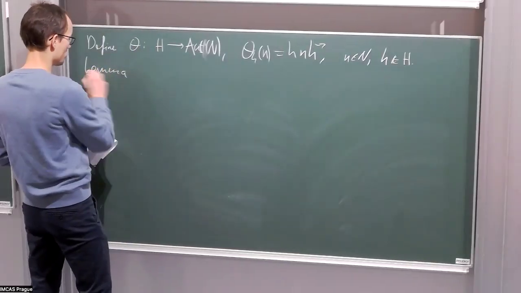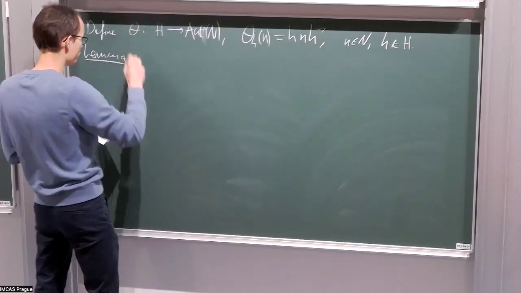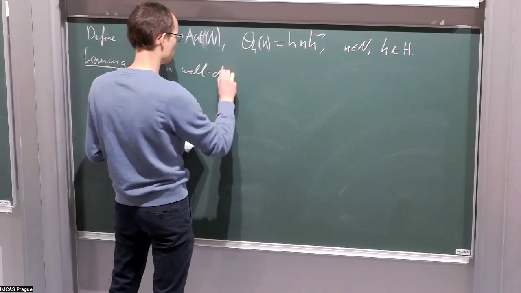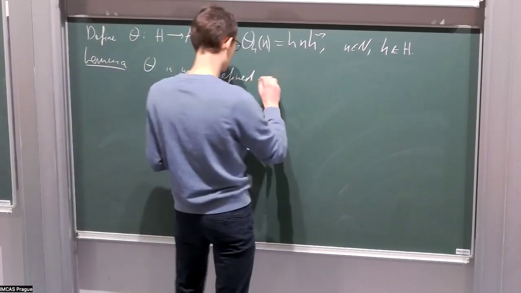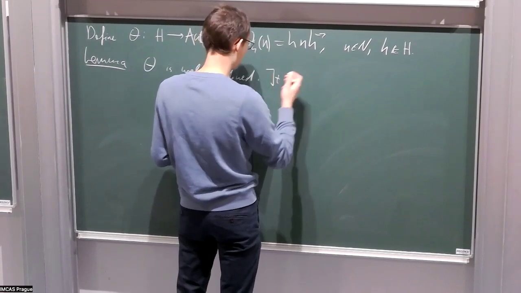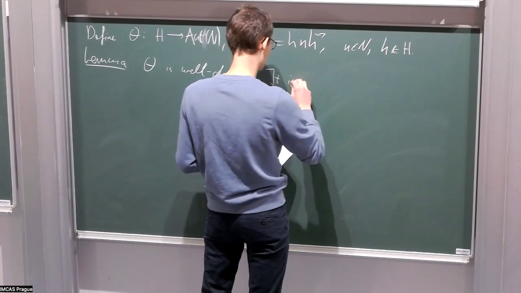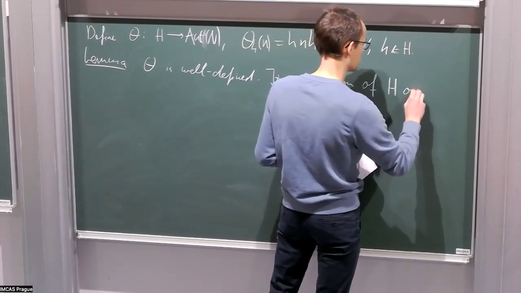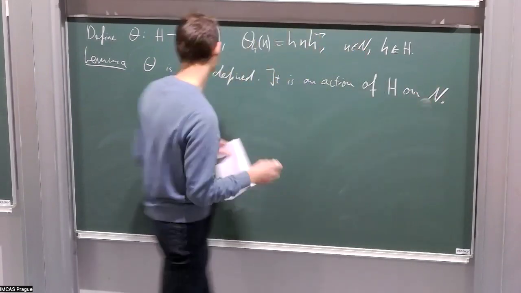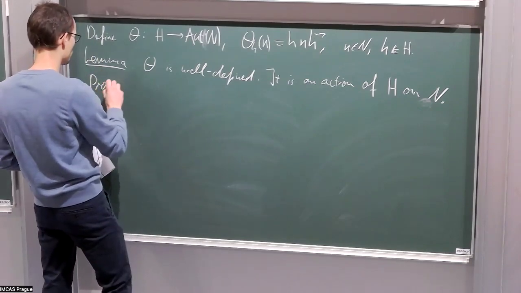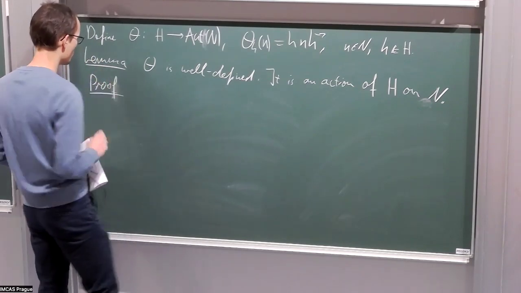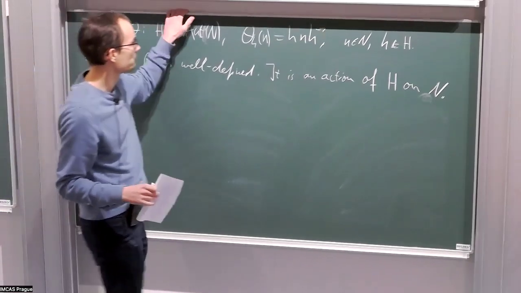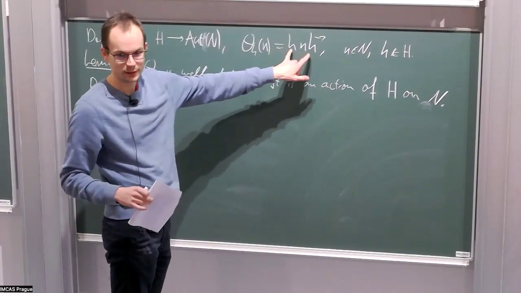just to prove something, I will prove the following lemma, namely that theta is actually well defined, and it is an action of H on N. What does that mean? What do I have to show, right? Why would this not be well defined? Well, what is this actually? Like, what multiplication is this here?